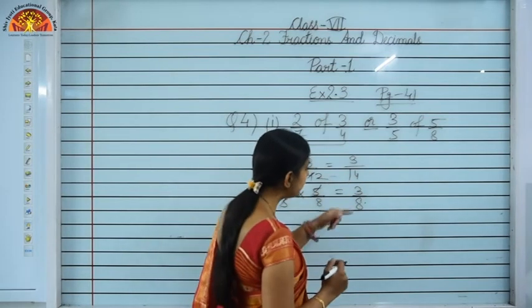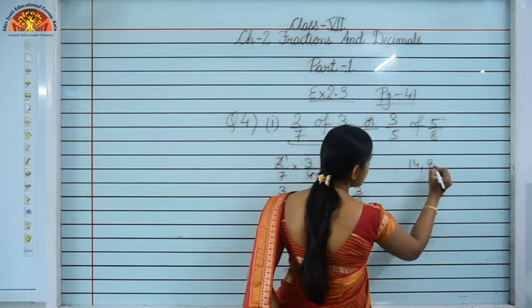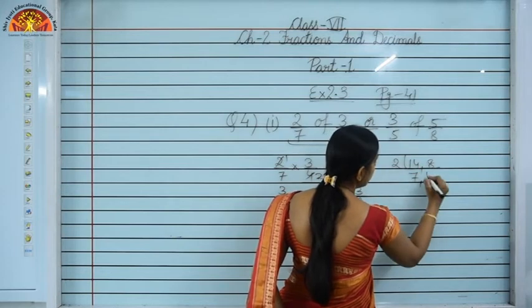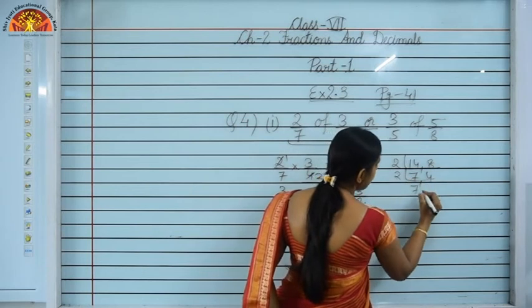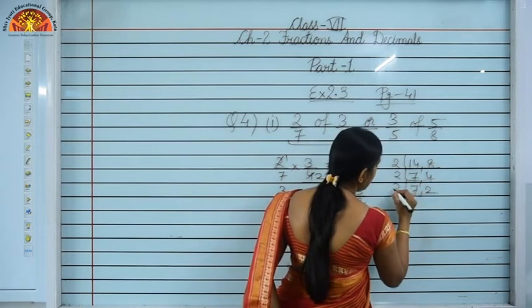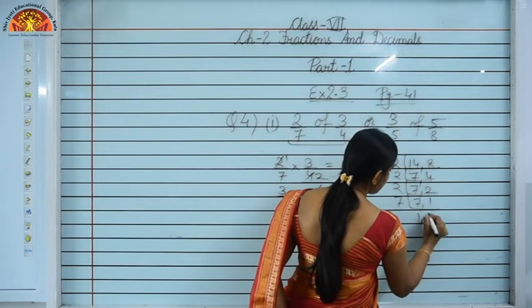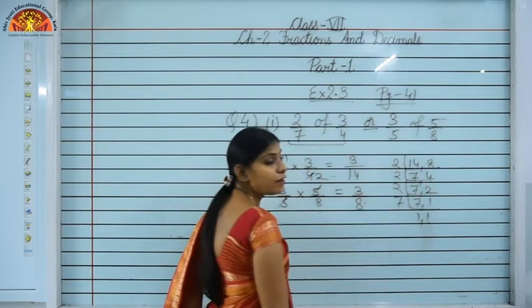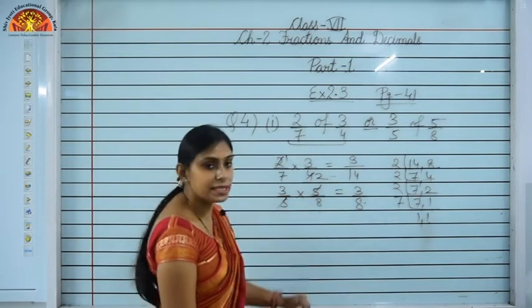You have to find the LCM of 14 and 8. So we'll just find out the LCM. 2 7s are 14 and 2 4s are 8. Now 2 7, 2 2s are 4. Again 2 1s are 2, 7 1s are 7. So 2 2s are 4, 4 2s are 8 and 8 7s are 56. That means LCM of 14 and 8 is 56.